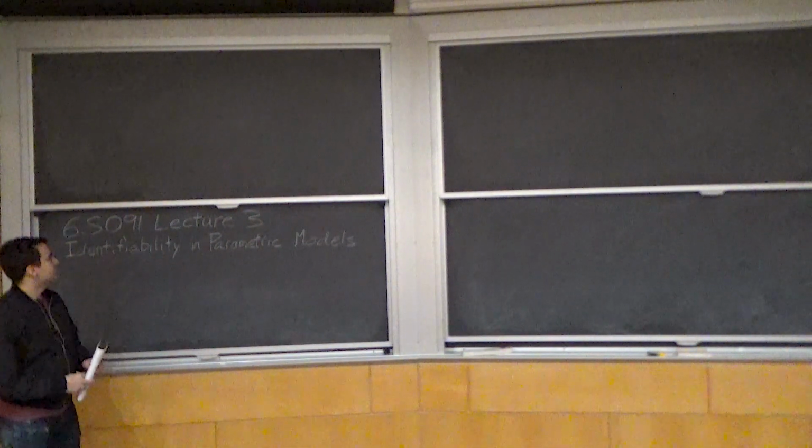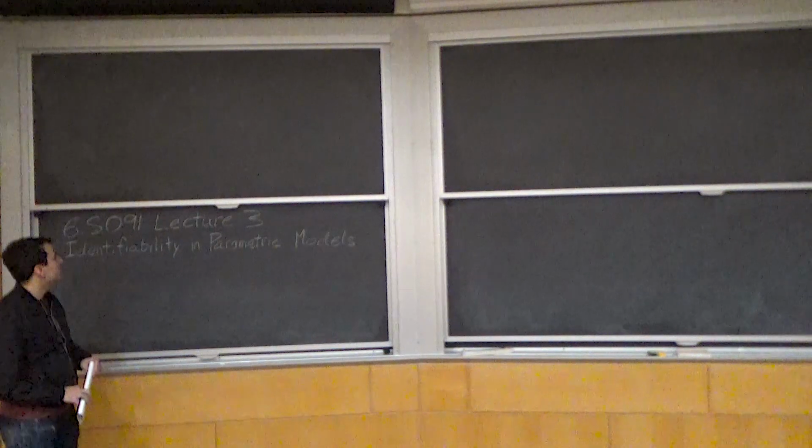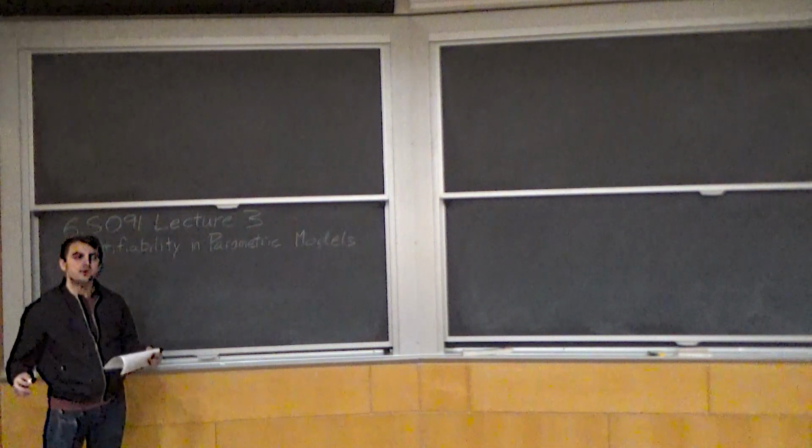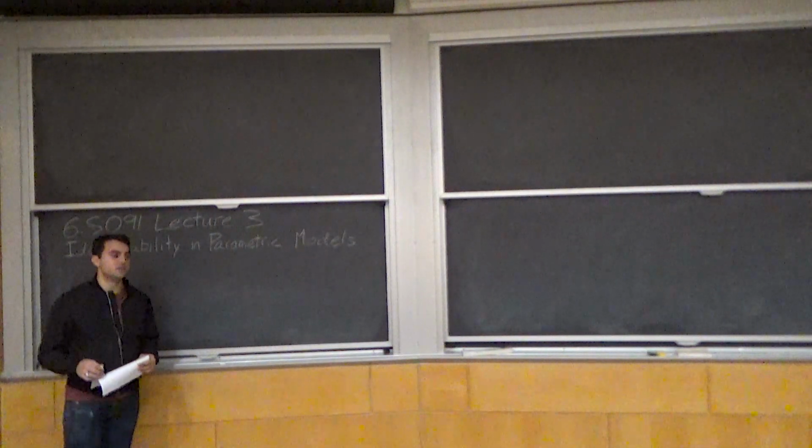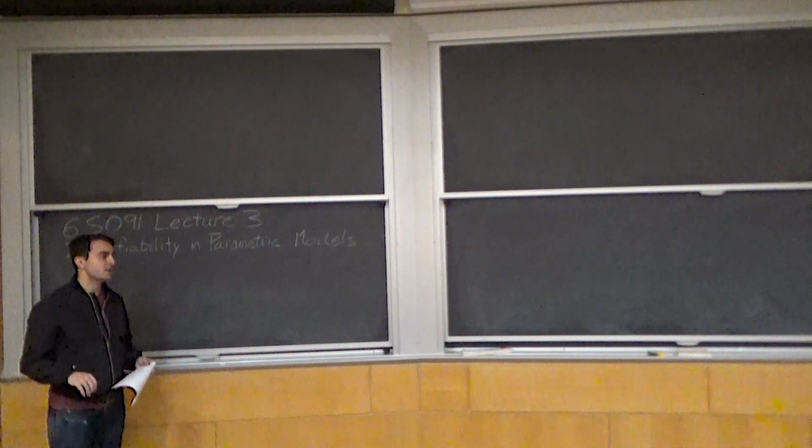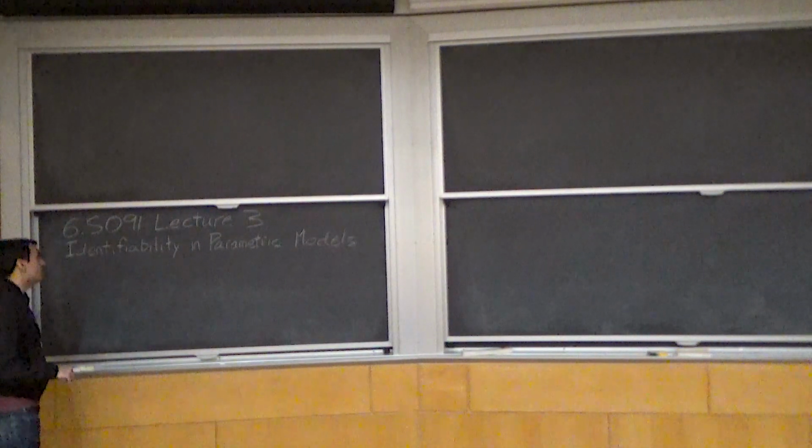Okay, welcome to lecture 3 of our IEP class on causality. Today we'll be continuing from lecture 2, talking about policy evaluation. In lecture 2, we talked about policy evaluation in non-parametric models. So today we're going to be moving on to identifiability in parametric models.